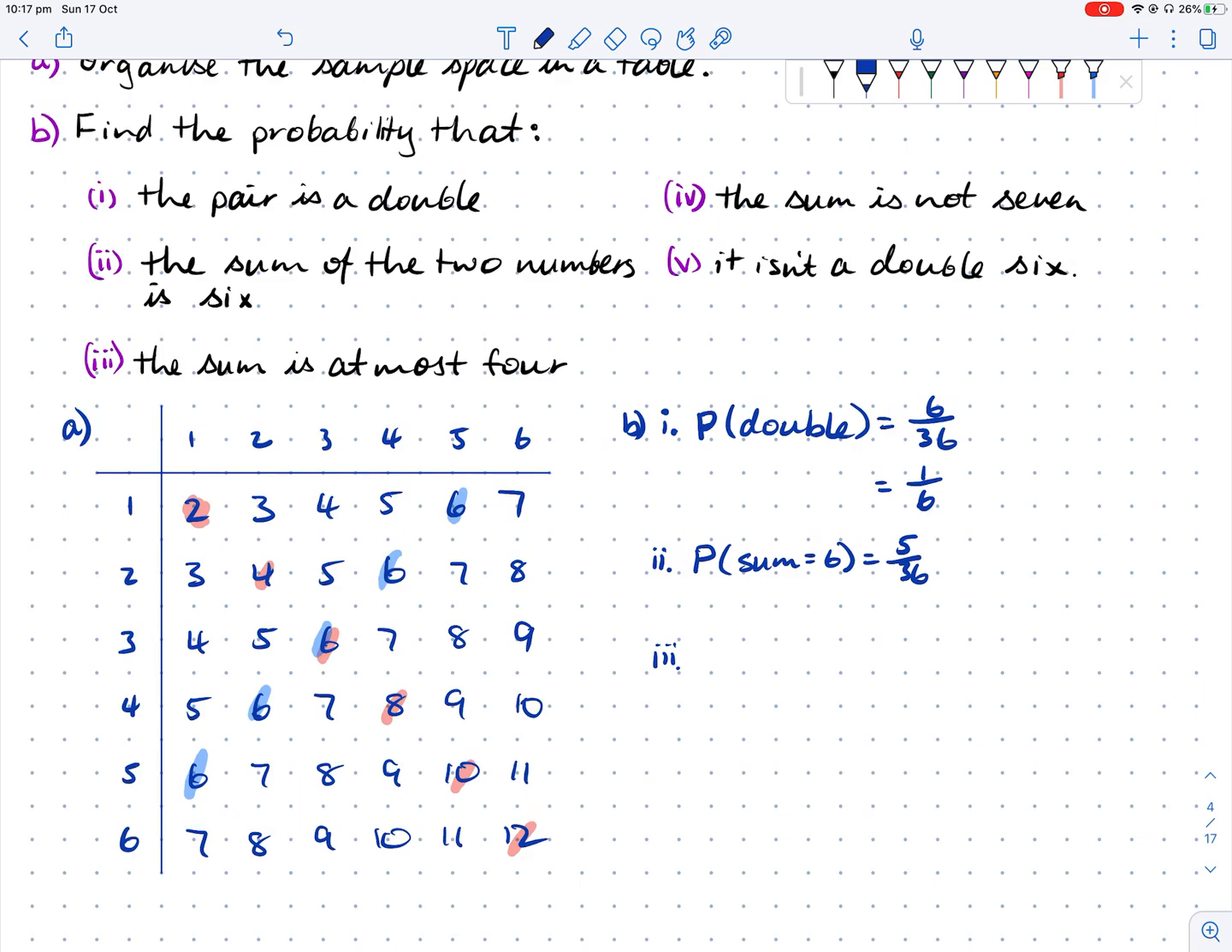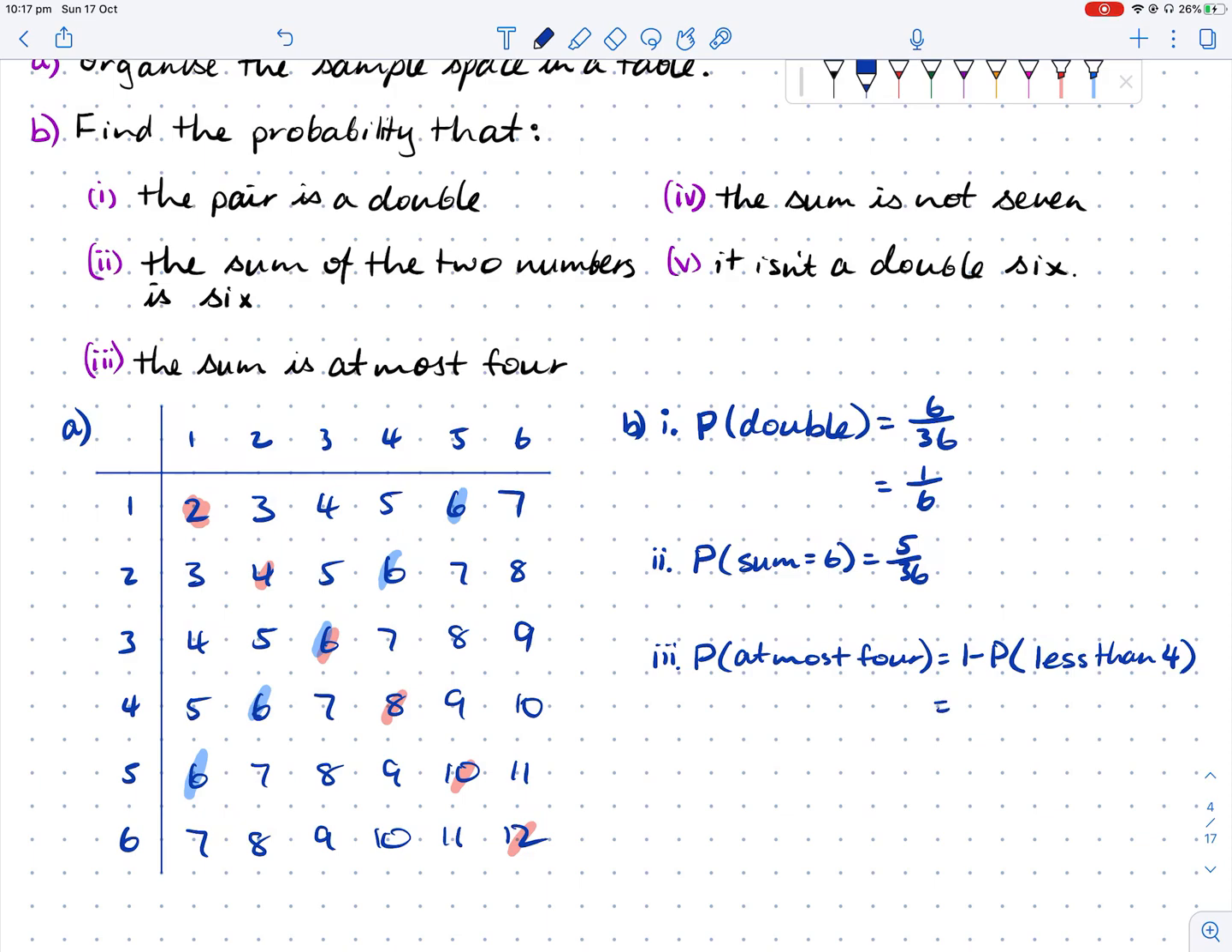Part 3, the sum is at most 4. So the maximum value we want is 4. At most 4. Now, remember we said before, when we look at this word at most, sometimes we want to determine what the complementary event is, because sometimes that's easier to calculate. So if I want at most 4, the opposite is being less than 4. So we could write this as 1 minus the probability it's less than 4.